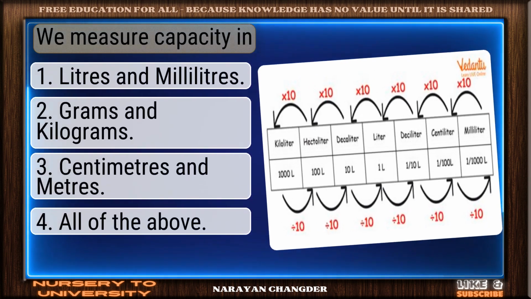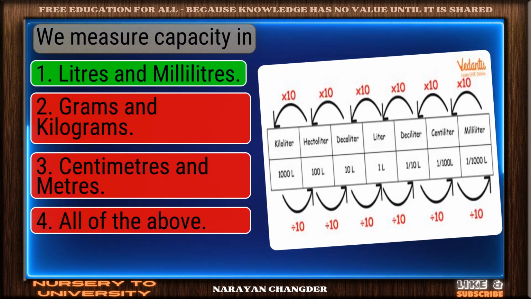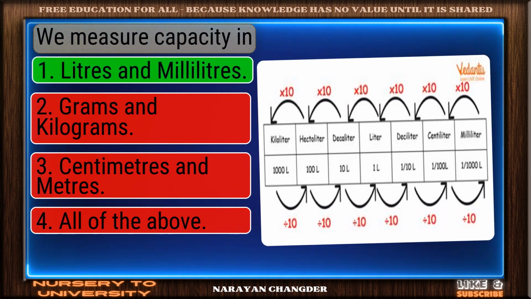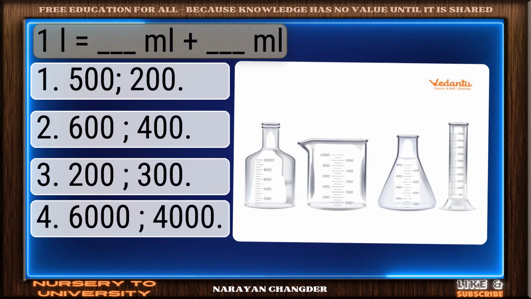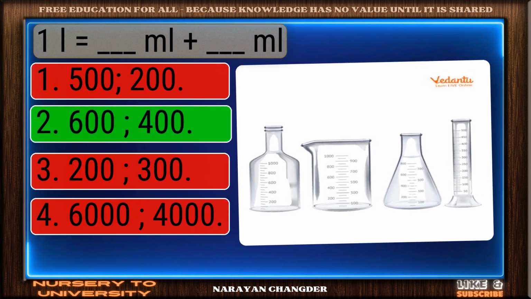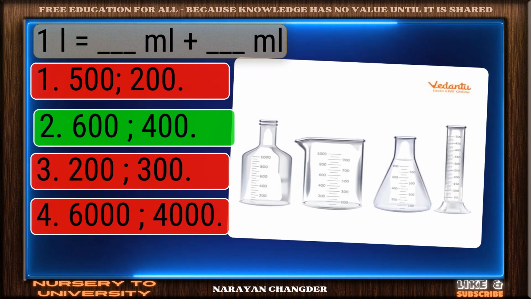We measure capacity in. Clear logic. Your choice liters and milliliters is sound and 100% true. 1 L equal to dash ml. Nice work. You chose 1000 and it is correct.